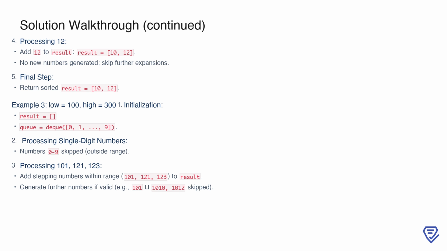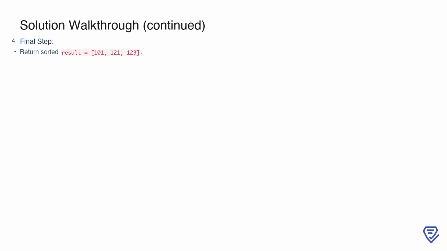For instance, numbers like 1010 and 1012 would be generated from 101, but they are skipped as they exceed the upper limit of 300. Finally, after processing all valid numbers and skipping any that fall outside the range or exceed the upper limit, we sort the result list and return it. The final output for this example is 101, 121, 123. This demonstrates how our algorithm effectively identifies and generates stepping numbers within a given range by leveraging a breadth-first search approach while adhering to the constraints of the problem.